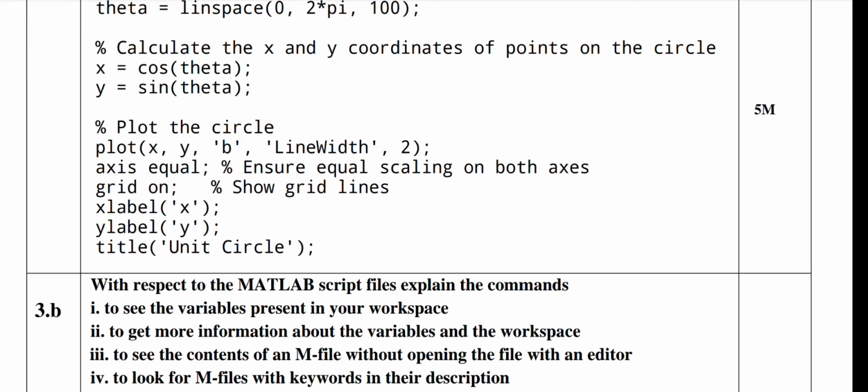Next, axis equal. This ensures equal scaling on both axes. Equal means the scaling on the x and y axes is equal. For example, we can give the example of an ellipse. The last one is grid on, which shows the grid lines. Grid lines give better readability.